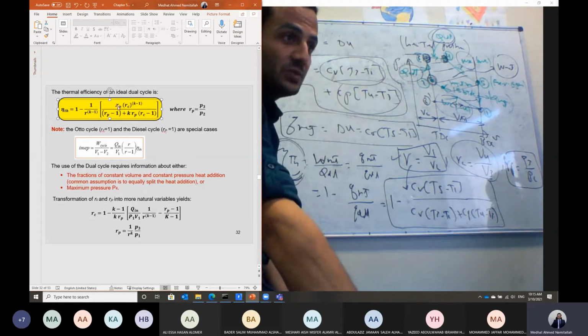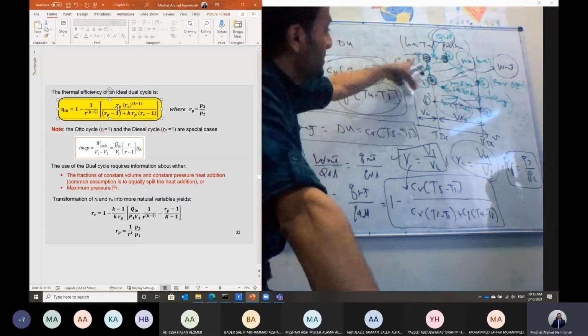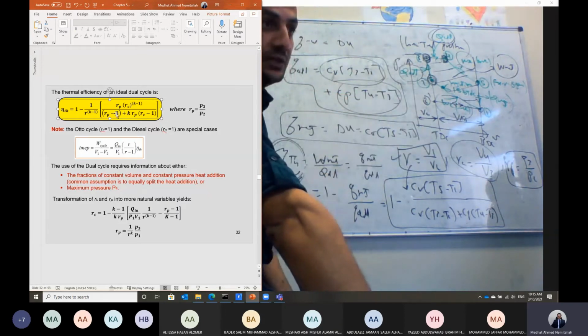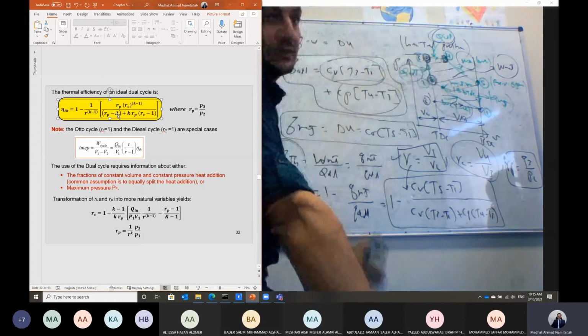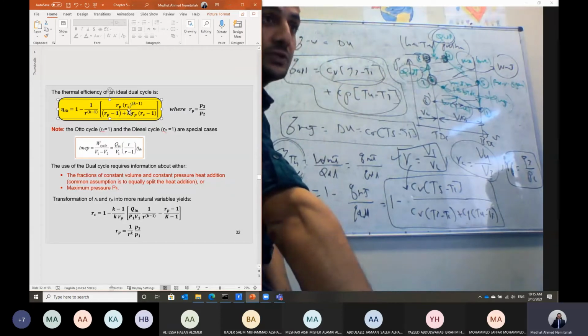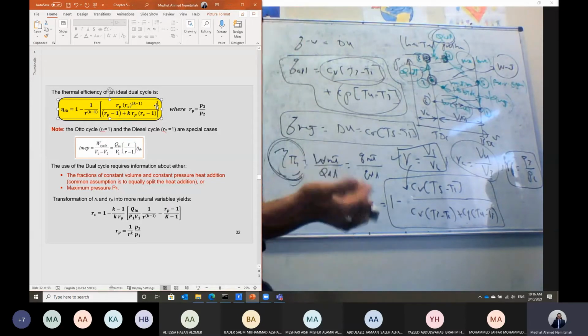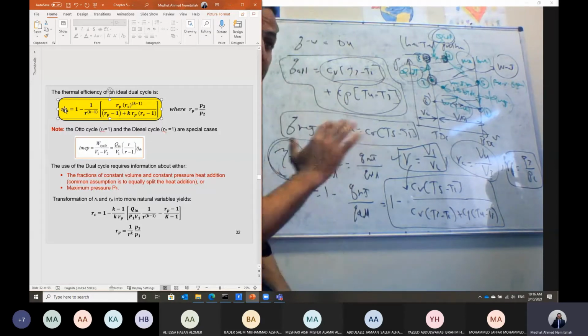But if you look at the term between the brackets, this term is greater than 1 because of the pressure ratio P3 over P2: P3 is greater than P2, so the pressure ratio should be greater than 1. The cutoff ratio V4 over V3: V4 is greater than V3, that means the cutoff ratio is greater than 1. And the specific heat ratio k is greater than 1. That means the whole term between the brackets will be greater than 1. And at the end, if we have the same compression ratio, that means the Otto cycle will be the limiting efficiency in this case.